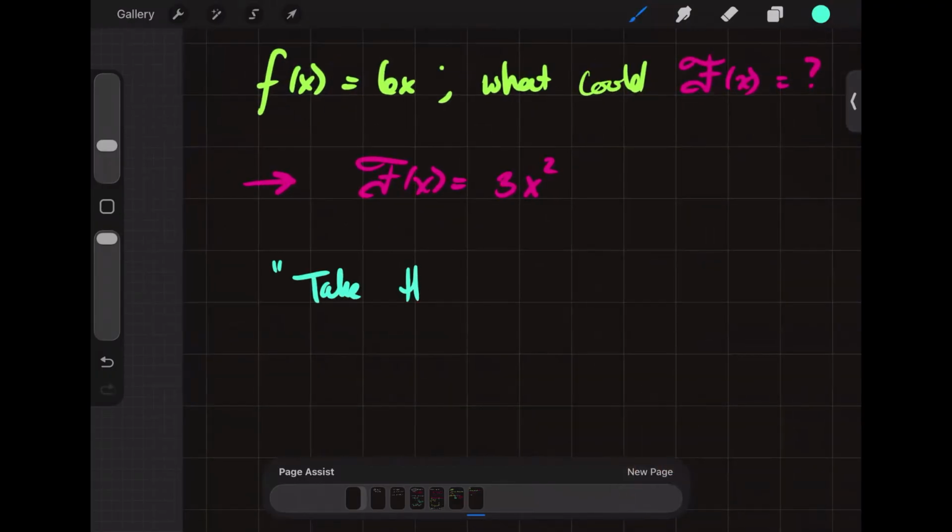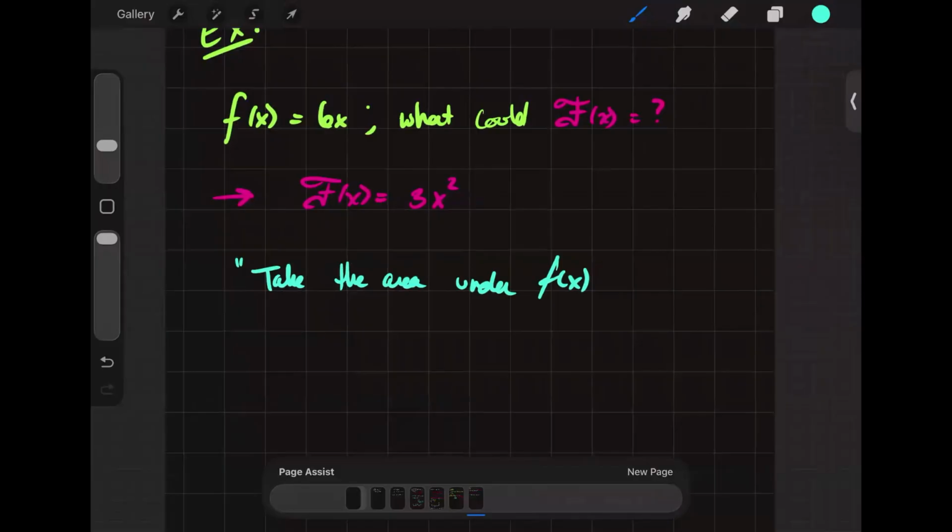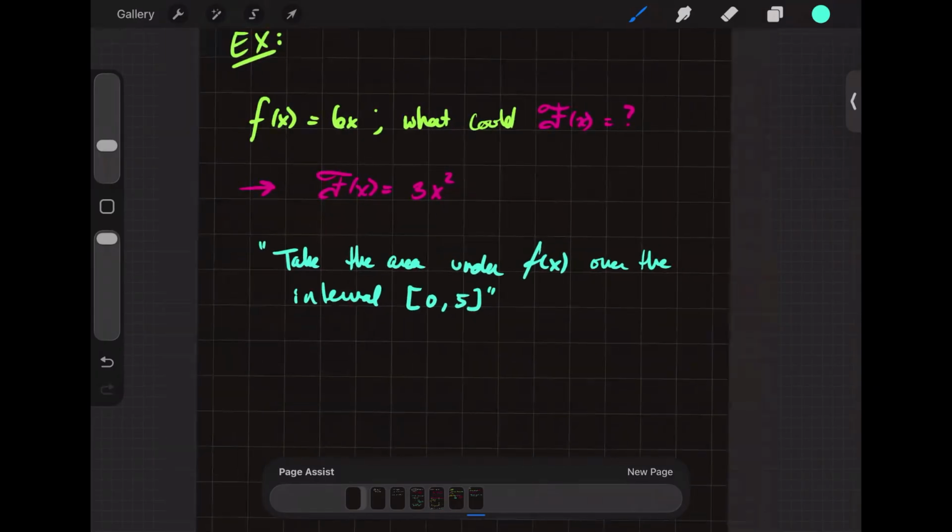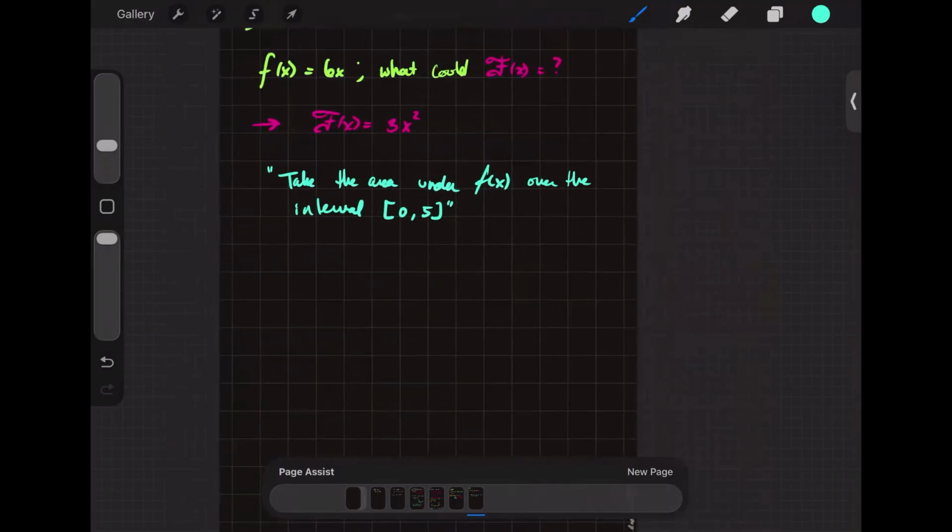Okay. Now what I'm going to have you do is take the area under f of x over the interval 0 to 5, inclusive. Draw a picture, it'll make a lot of sense. And remember that this is little f of x.